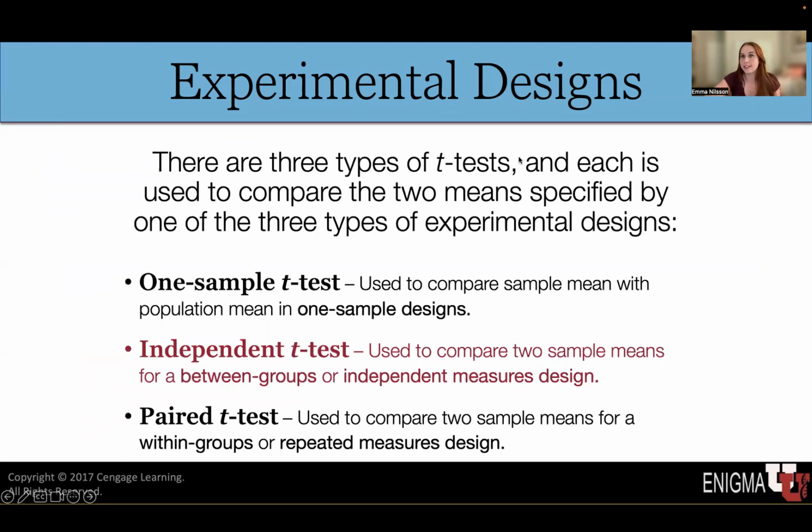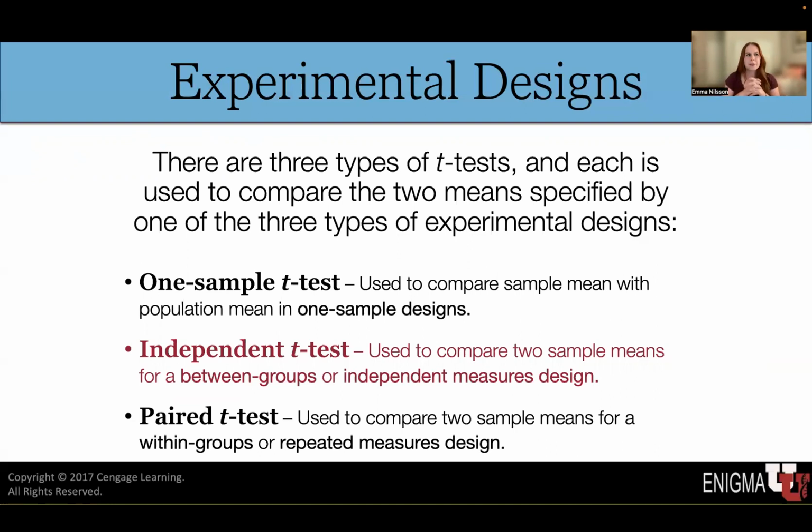So to summarize the experimental designs, we have 3 different types of experimental designs, and we have 3 different t-tests that we use. Just to summarize, there are 3 types of t-tests. Each is used to compare the 2 means, but what 2 means we're comparing depends on which design we used. The one sample t-test, number 1, is the one we've talked about in the past. This is when we compare the sample mean with the population mean in a one sample design.